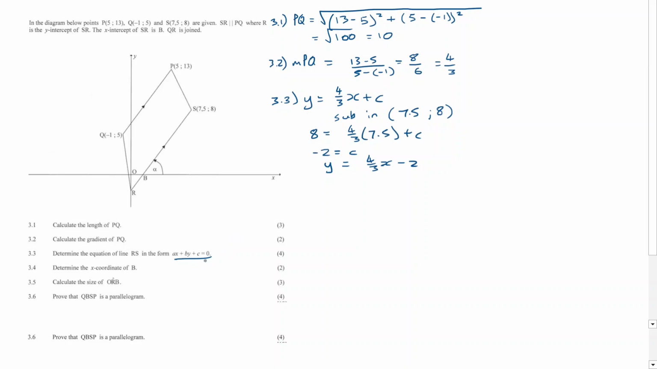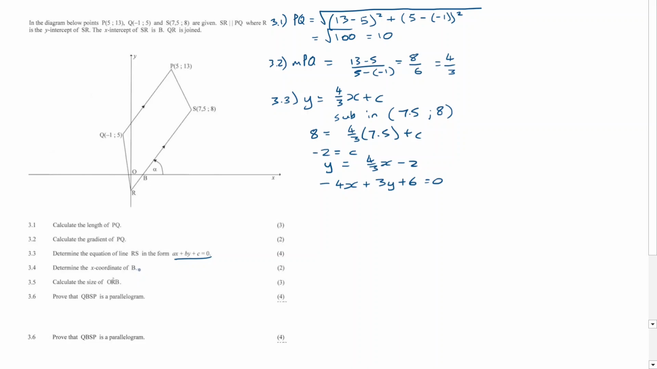That is correct for RS, but they specifically are wanting it written like this. And so all that they've done is they've taken it all to one side. So you can simply take it all to one side, or you can times everything by 3 and take it all to one side. And so I'm going to do that, and I end up with an answer of minus 4x plus 3y plus 6 equals 0.